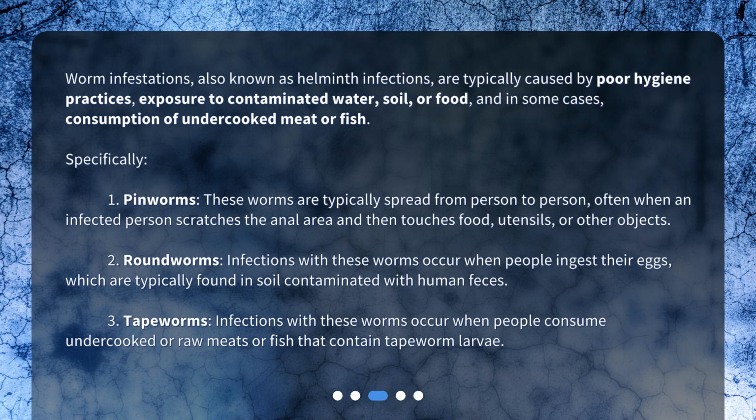2. Roundworms. Infections with these worms occur when people ingest their eggs, which are typically found in soil contaminated with human feces. 3. Tapeworms. Infections with these worms occur when people consume undercooked or raw meats or fish that contain tapeworm larvae.